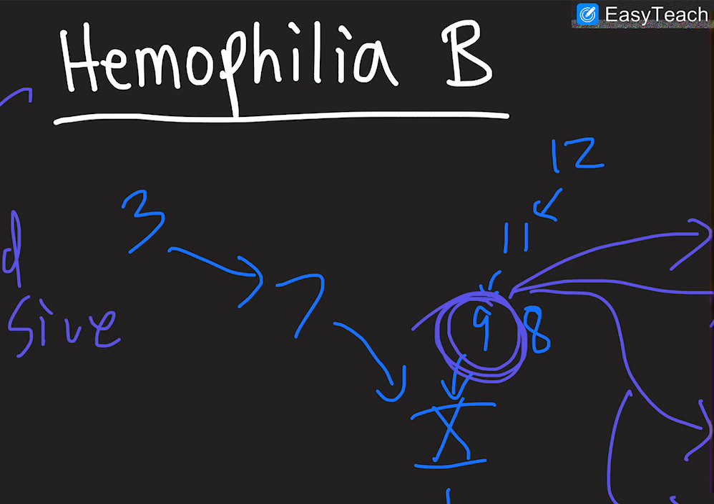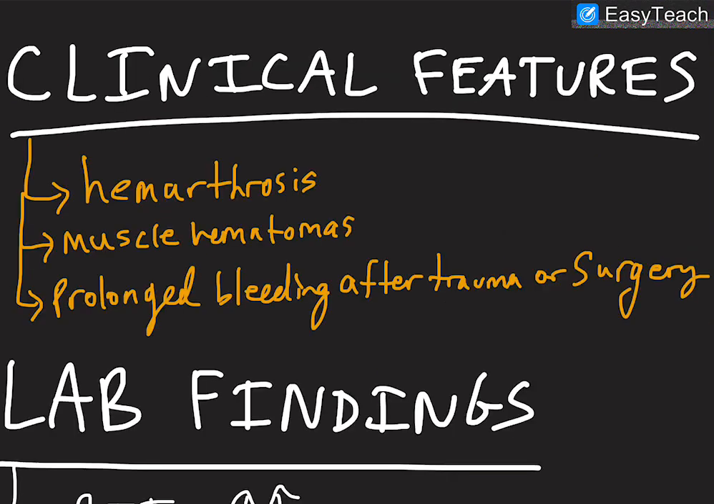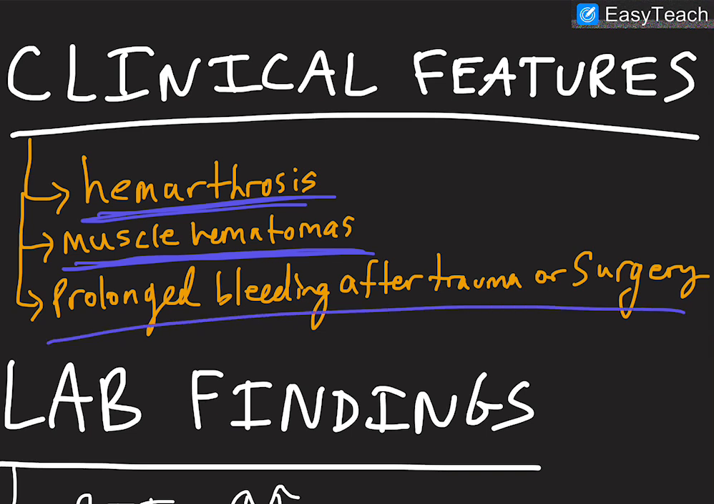It's more common in boys, of course, or in males, because it's X-linked recessive. Males only have one X chromosome. So let's move on and see what we have. Again, we see hemarthrosis, bleeding into joints. So you can see limited range of motion, swelling, pain in your joints, and inflammation. You can see bleeding into muscles, which could lead to pain, swelling, and even mimic DVTs. And then prolonged bleeding after trauma or surgery, and CNS bleeding.